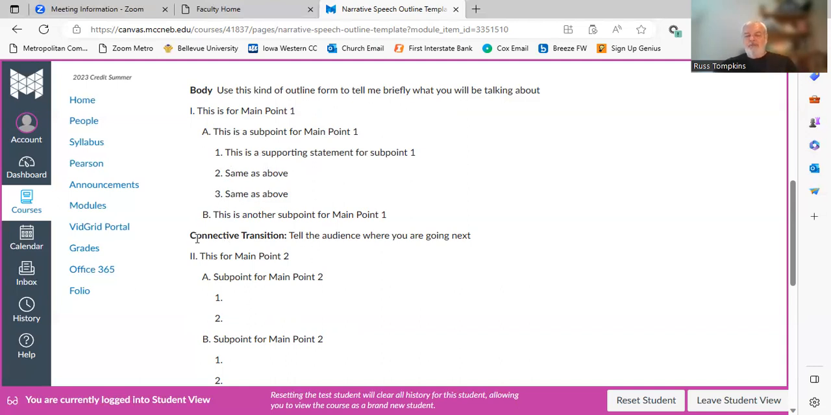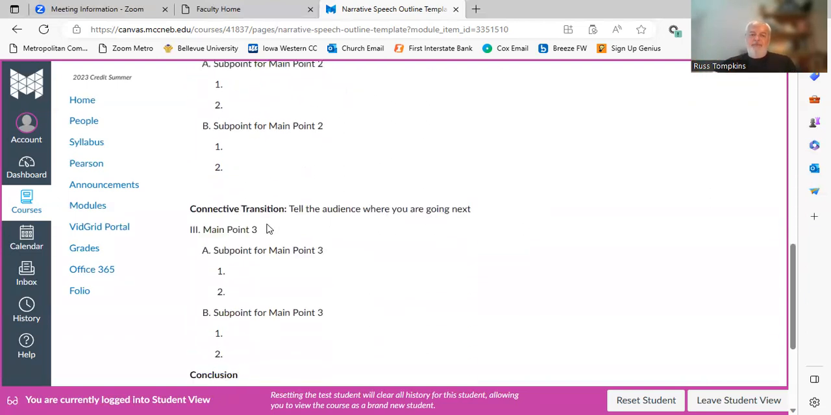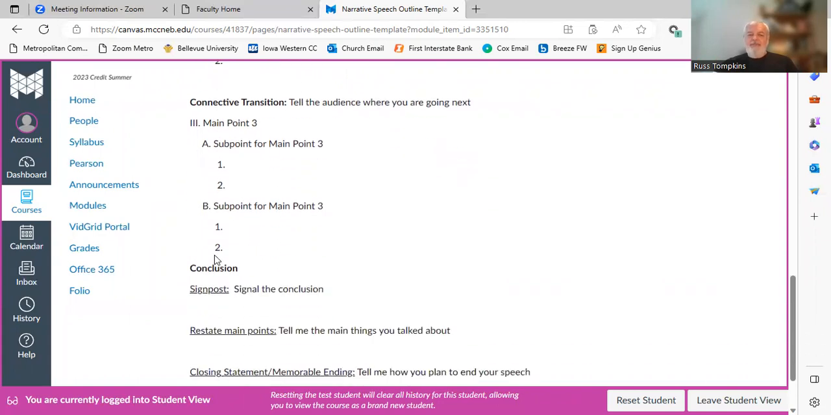And then in between your main points, you need to make a transition that connects the main points together. For example, if you're telling me a story about yourself, this first main point is the beginning of the story. And then your transition is, how do you get from the beginning of the story to the second part of the story, the climactic part of the story? And then you have a transition after the second main point. And then after the second main point, you go into the conclusion.